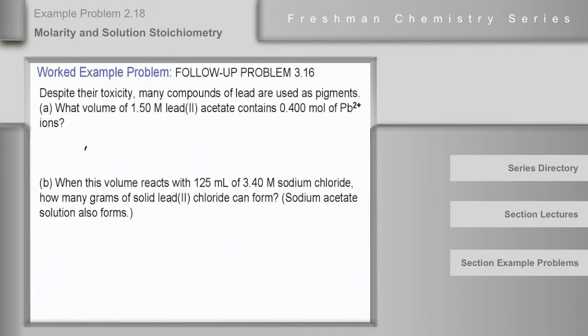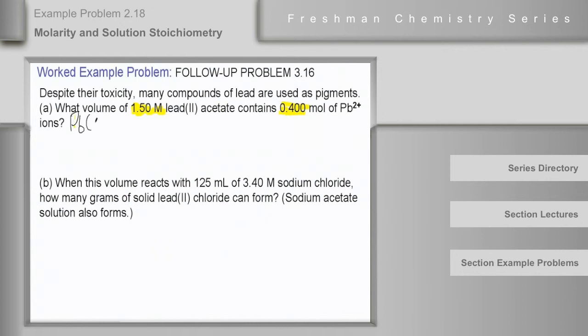This problem considers the reactions of ionic compounds in solution, and it considers also the limiting reactant concept. But first, in part A, it asks us what volume of 1.5 molar lead II acetate solution contains 0.400 mole of lead II ions. First of all, let's write the formula.